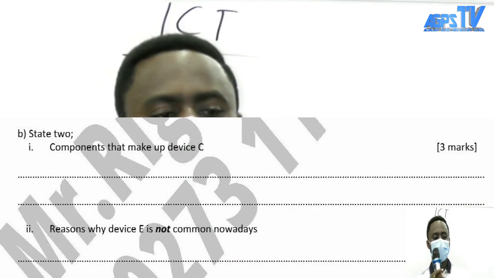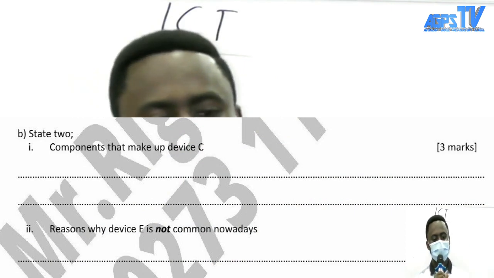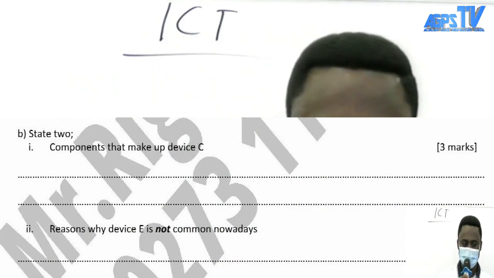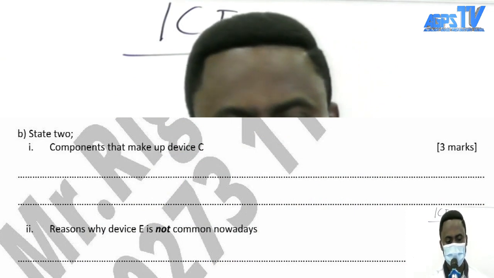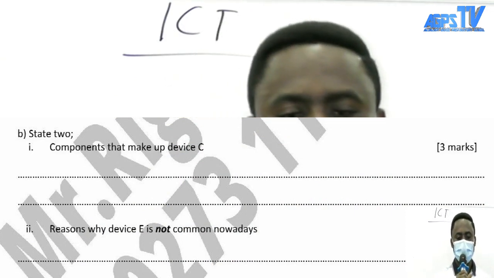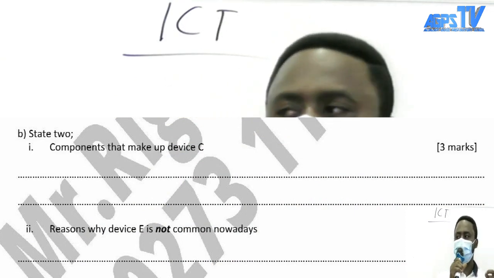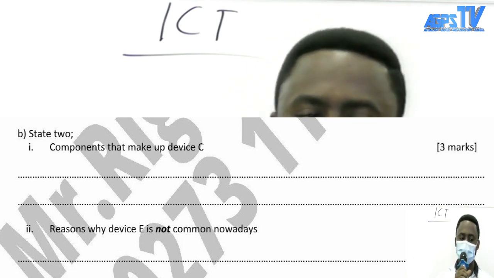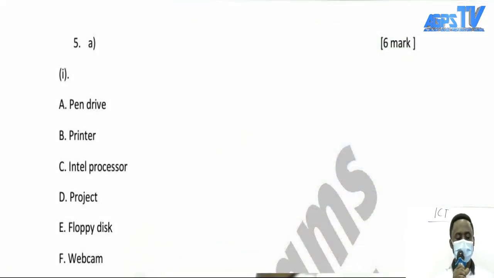On to the next question. The next question asks us to state two components that make up device C. Let's take a look at the device. Device C is an Intel processor.